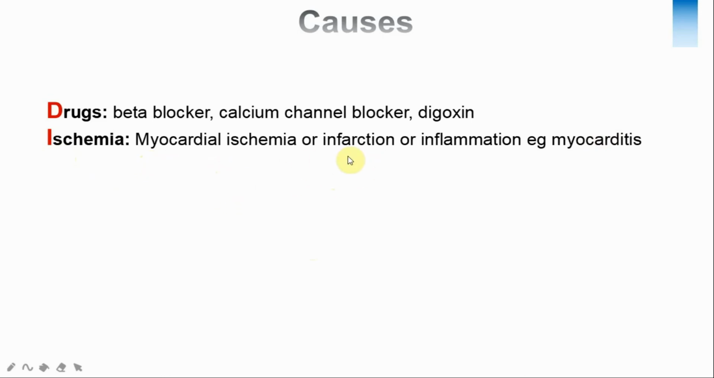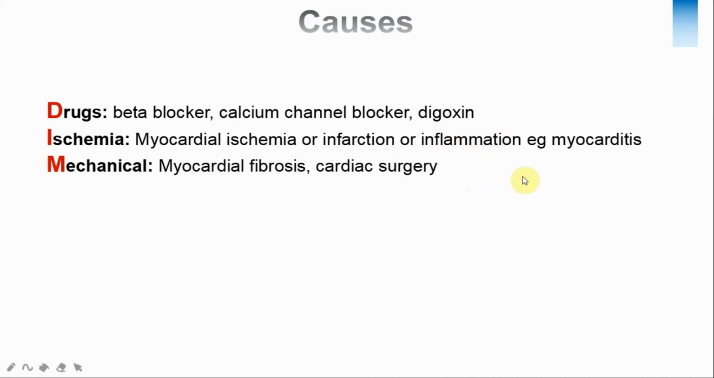Then I for ischemia or inflammation. If the patient has myocardial ischemia or myocardial infarction, or inflammation like myocarditis, they can develop second-degree heart block. It can be again Mobitz type 1 or Mobitz type 2. Usually, if there is infarction, that causes Mobitz type 2, and if there is ischemia but not infarction, they develop Mobitz type 1. But again, that is just a generalized perception. It is not true in 100% of cases.